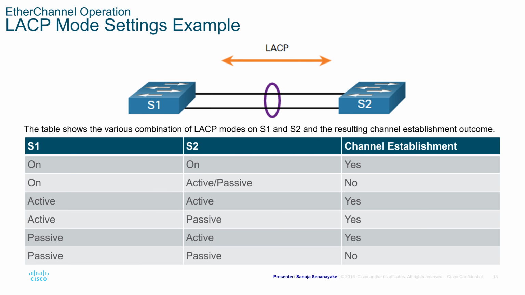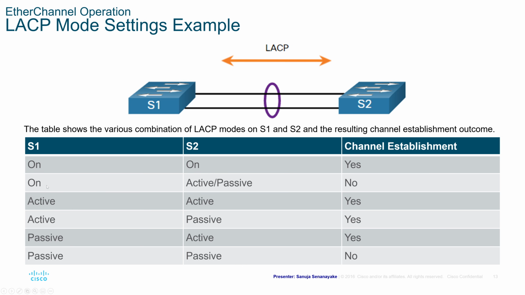So in here, just like PAgP, in LACP we have an example with the same switches, but this time switch 1 and switch 2 are configured with LACP with these two links in one single EtherChannel. So remember, these two links are part of one single EtherChannel, and we have used different LACP modes on switch 1 and switch 2. So let's see what happens. When you have both switches set to LACP on, it will establish the connection. It will create that EtherChannel.